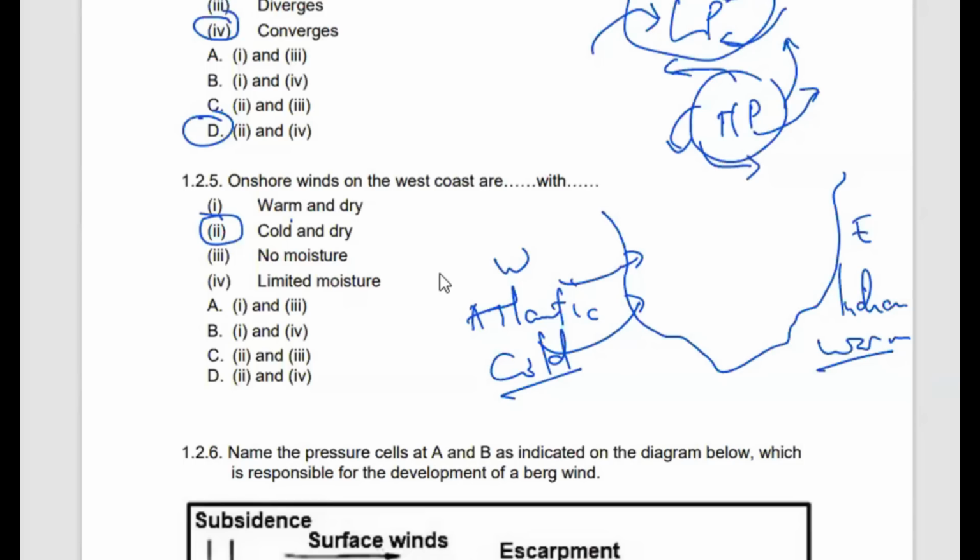Right. Then what kind of moisture does it have? Is it no moisture or limited moisture? It's limited. It has very limited amounts of moisture. It has limitation in terms of moisture content. So the matching response is item 2 and item 4, which we find at response number D. Right, let's quickly move on to the next question.